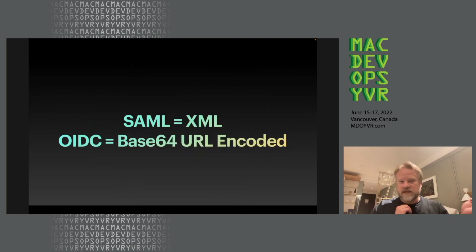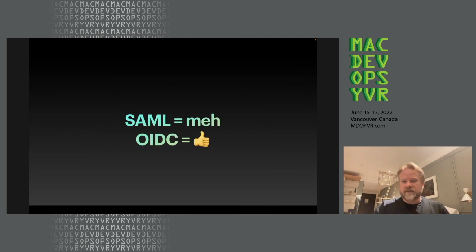So a couple of things to leave you with. SAML is XML, OpenID Connect is base 64 URL encoded. SAML is meh, but OpenID Connect is great.